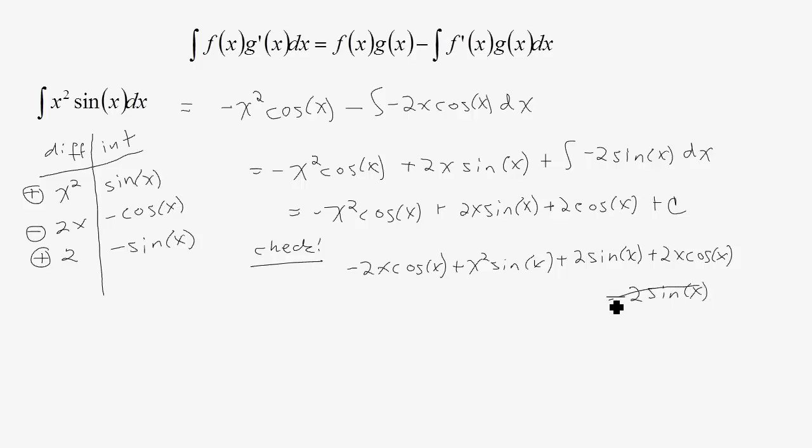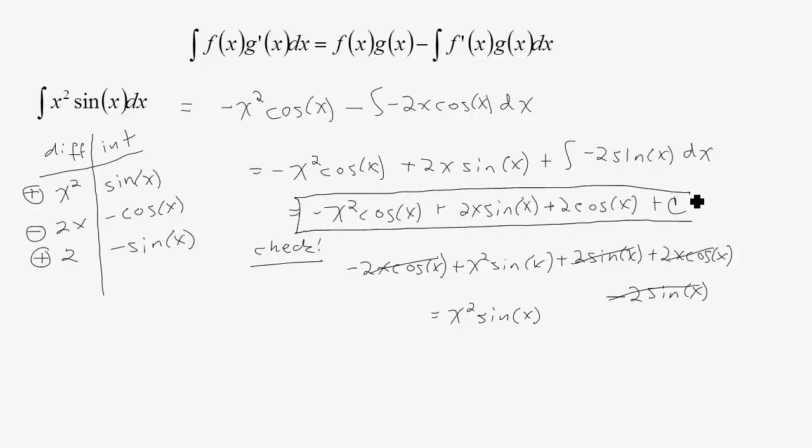Notice the minus 2 sine x cancels the plus 2 sine x. The plus 2x cosine x cancels the minus 2x cosine x. And so we get x squared sine x. It means that our answer is correct. Now, this is an example of using integration by parts multiple times. If you'll just draw this table where one column is what you're differentiating and one column is what you're integrating, it will keep it straight.